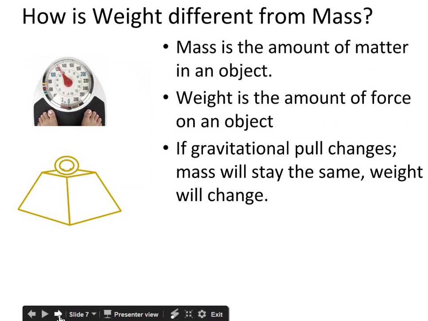You're not shrinking. You're not losing bone mass. You're not losing anything. Your mass stays the same. So the mass of the objects does not change when the gravitational pull changes, but weight will. So that's the main difference in those two.